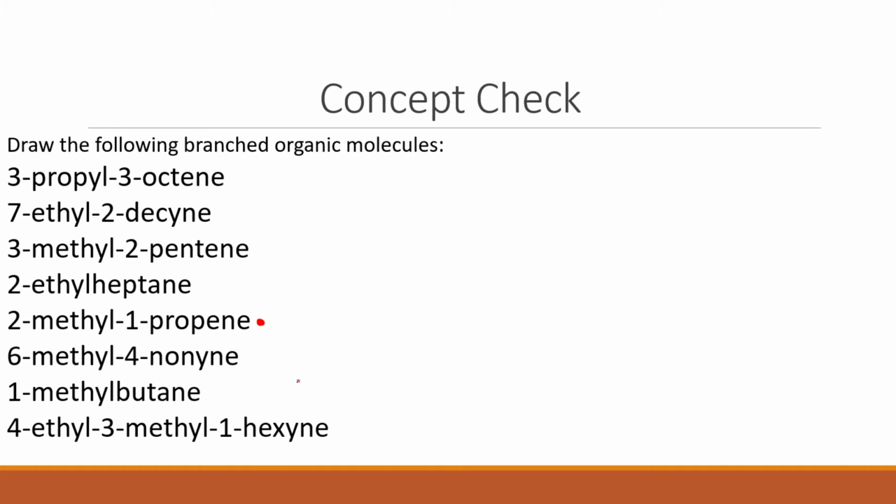Next up, we're going to look at 2-methyl 1-propene. 1-propene is going to be 3 carbons with a double bond on the first. 2-methyl 1-propene means on the second carbon, I'm going to put a branch of 1 additional carbon. And then fill in my H's to make sure every carbon has 4 lines touching it.